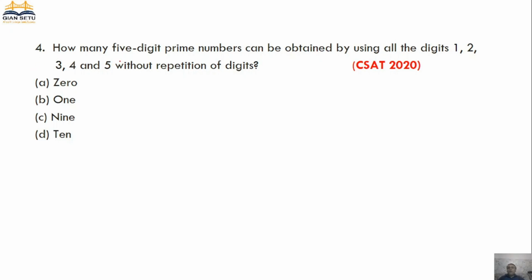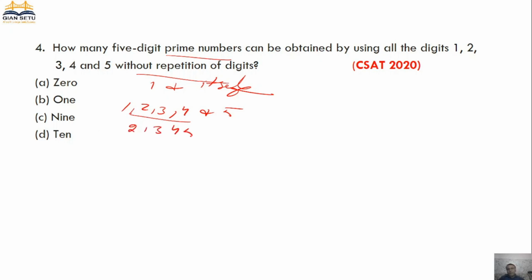Now question number 4 is how many 5-digit prime numbers can be obtained by using all the digits 1, 2, 3, 4 and 5 without repetition of digits. Now we know that a prime number is a number that is not divisible by any other number except 1 and the number itself. Now we have the digits 1, 2, 3, 4 and 5. Let's form any number using these digits. Say we have the number 2, 1, 3, 4, 5.